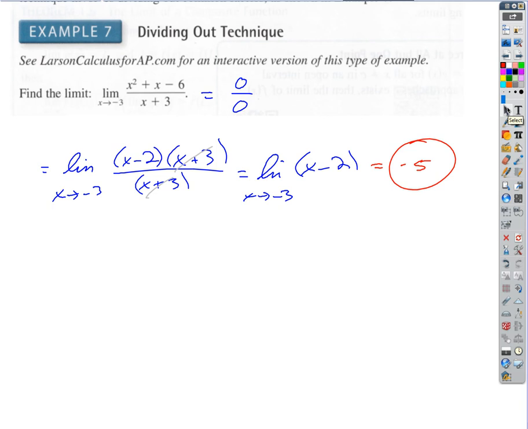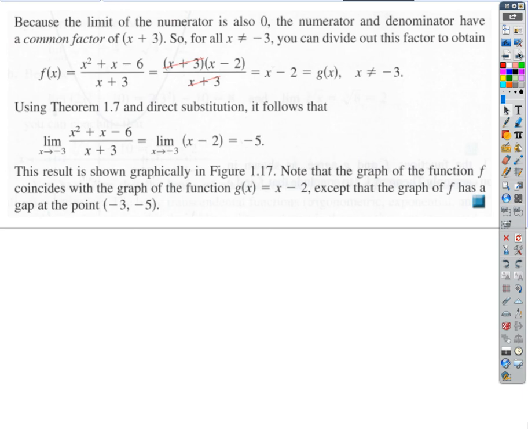Thus ends our math for today. What else did I have here? Oh, there's the work for that one. We just did it. Okay.